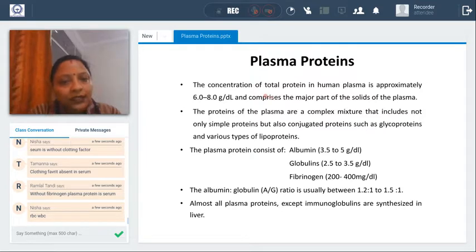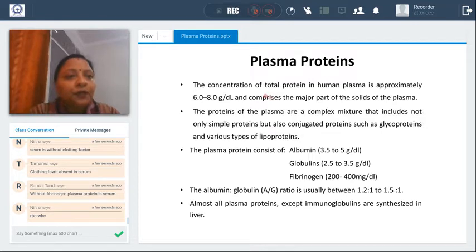The plasma protein consists of albumin, globulin, and fibrinogen mainly. Albumin 3.5 to 5 gram per dl, globulins 2.5 to 3.5 gram per dl, and fibrinogen 200 to 400 milligram per dl. So albumin globulin ratio, AG ratio, is usually between 1.2 to 1 and 1.5 to 1.